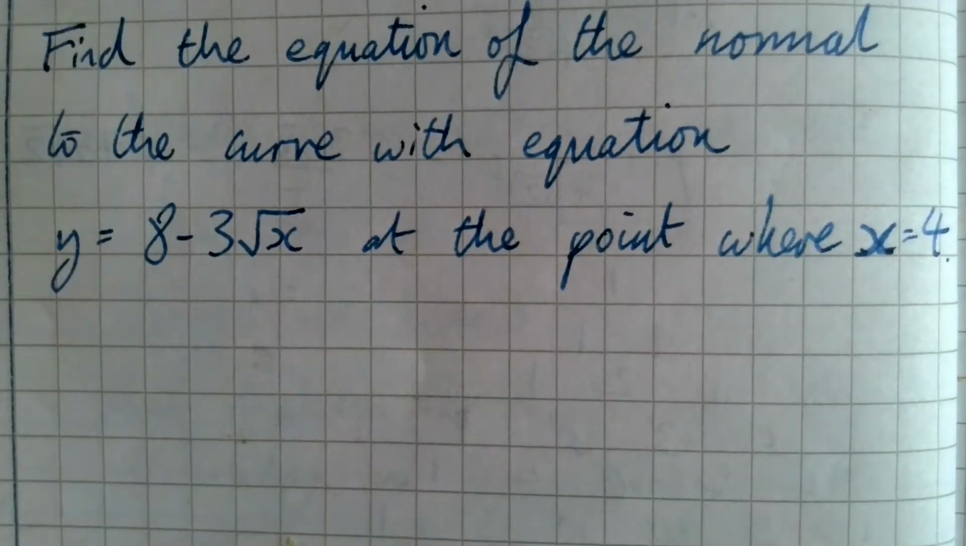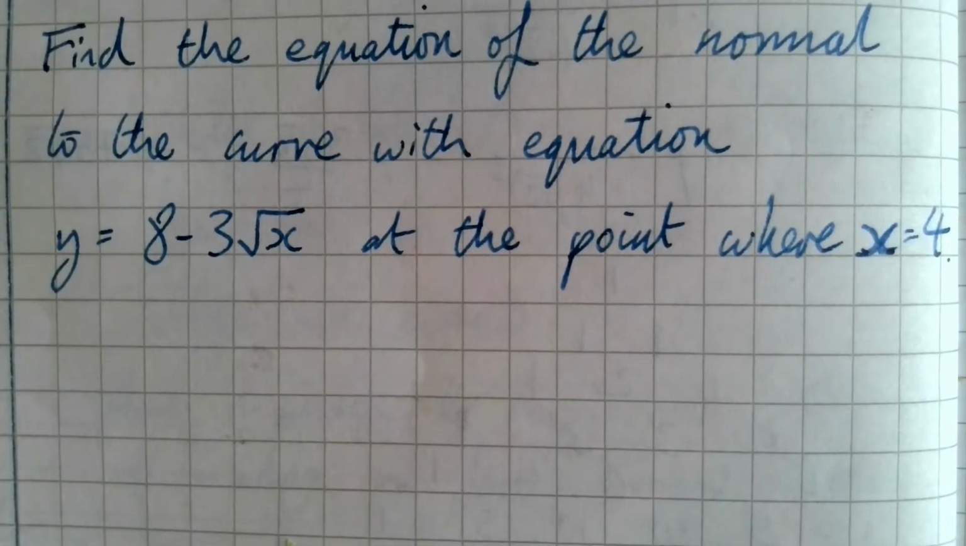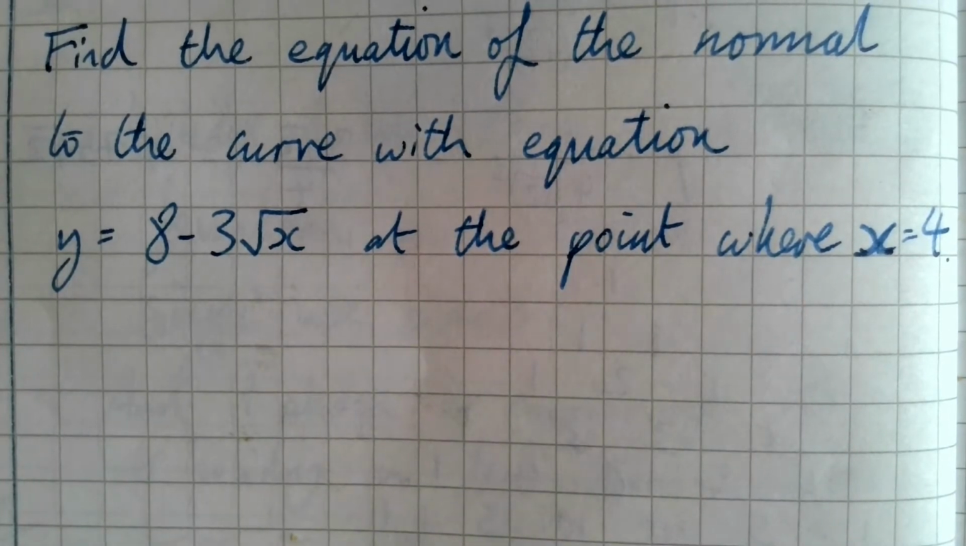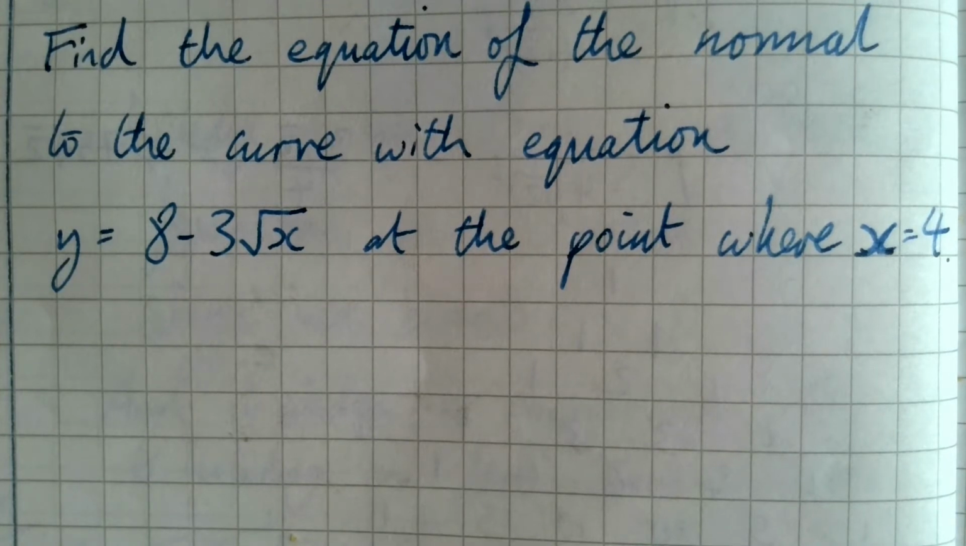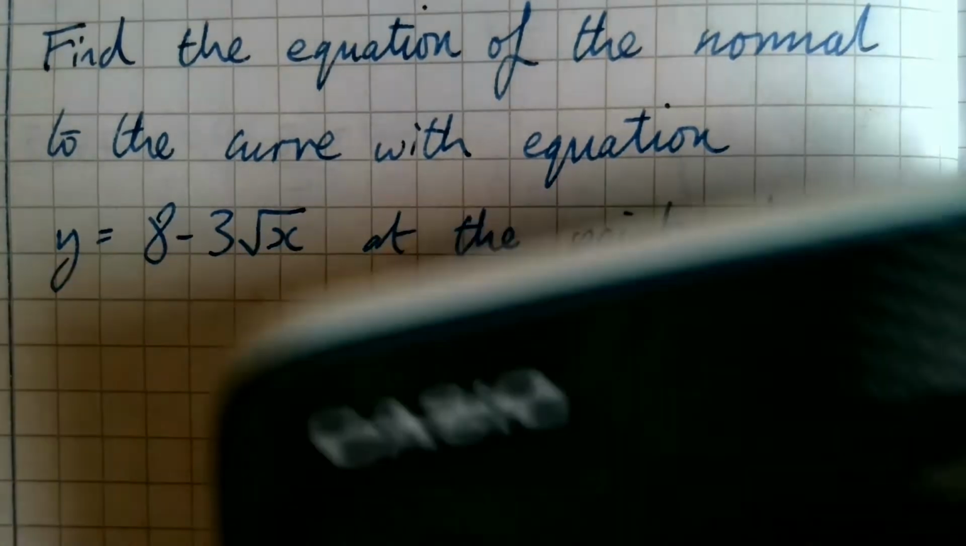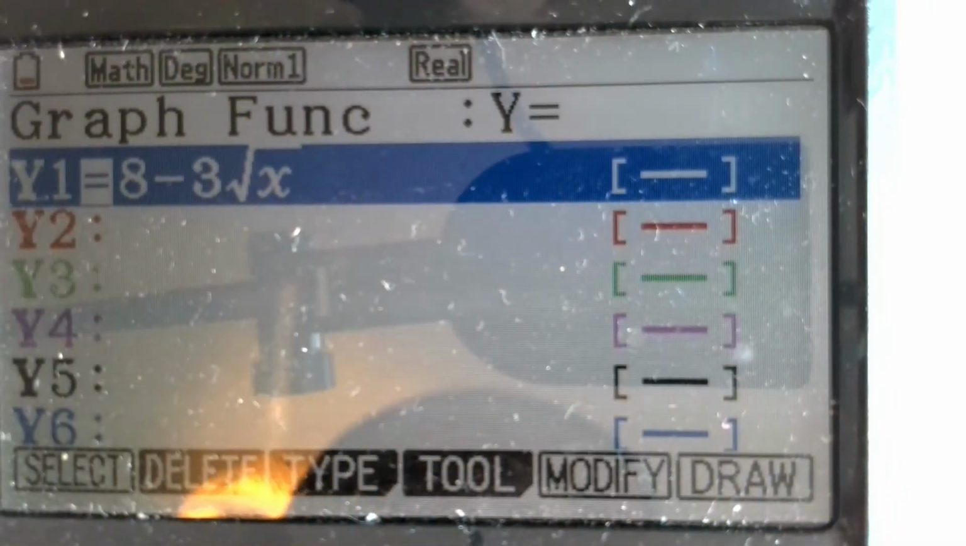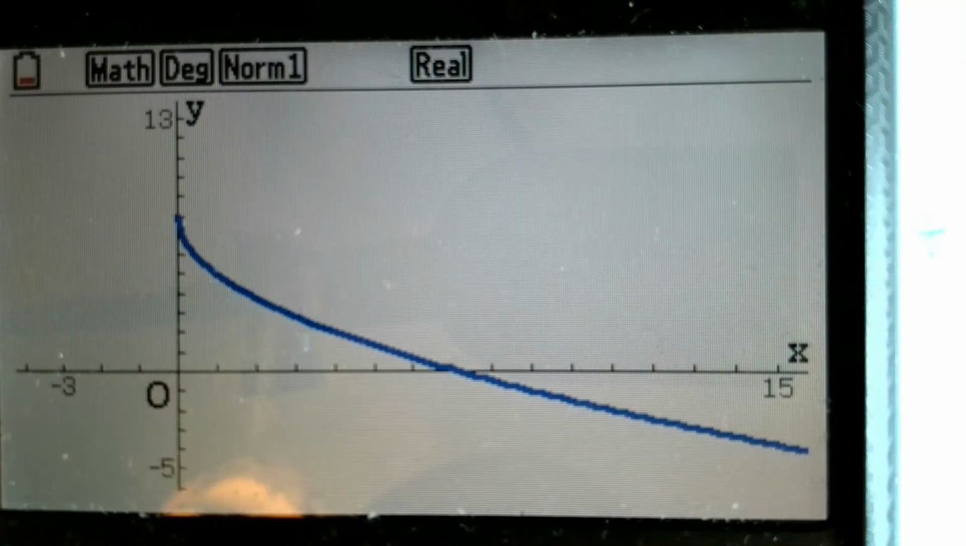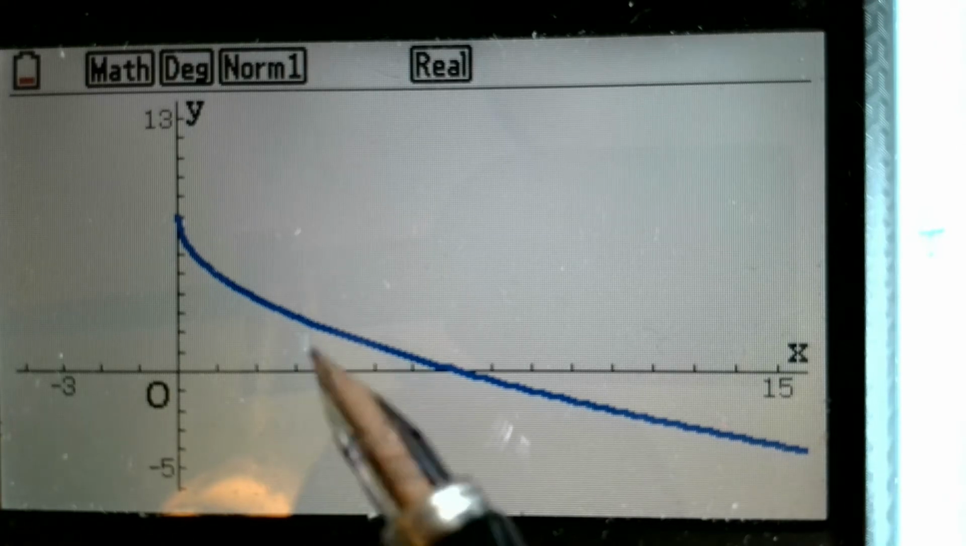Next up we have this little question here, so if you'd like to write that down, and it's saying find the equation of the normal to the curve with equation y equals 8 minus 3 root x at the point where x equals 4. So before panicking on anything else, get the calculator out again, put it into the graphing function, have a look. Now it said at the point where x equals 4. So we're going to have a look at that.